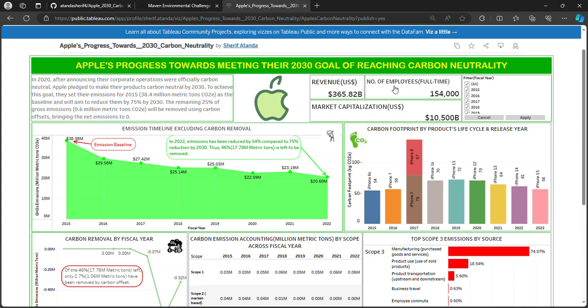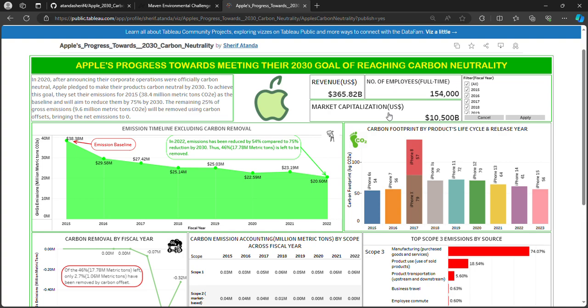And an increase in the number of employees is an indicator that Apple is progressing when it comes to every one of their operations. That means they are advancing, bringing in experts from all areas just to ensure that the goal of reaching carbon neutrality is being achieved.